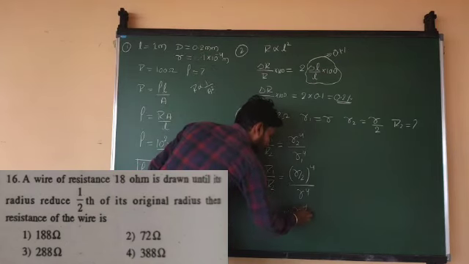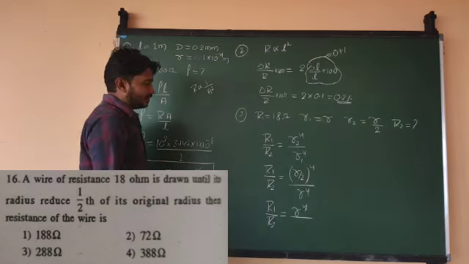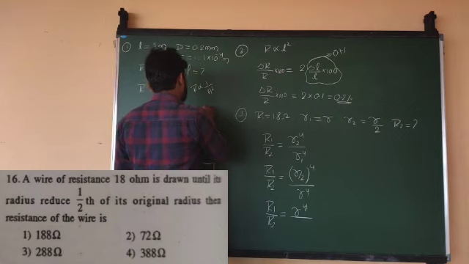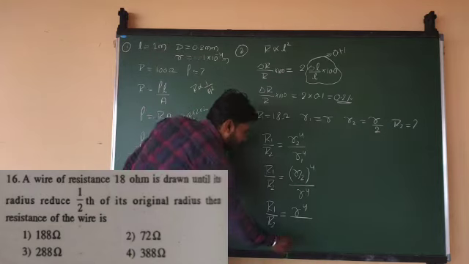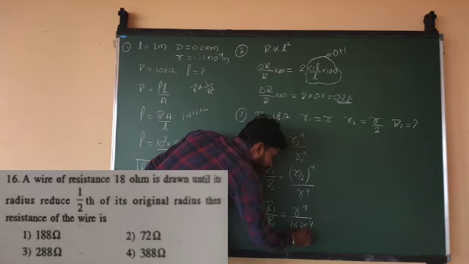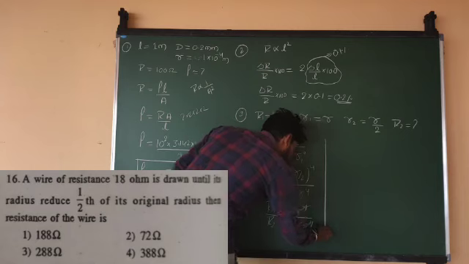R to the power of 4 divided by, so 2 to the power of 4 means what? So that is nothing but 16 here. So 16 into R to the power of 4. So the R to the power of 4 term will get canceled out here.